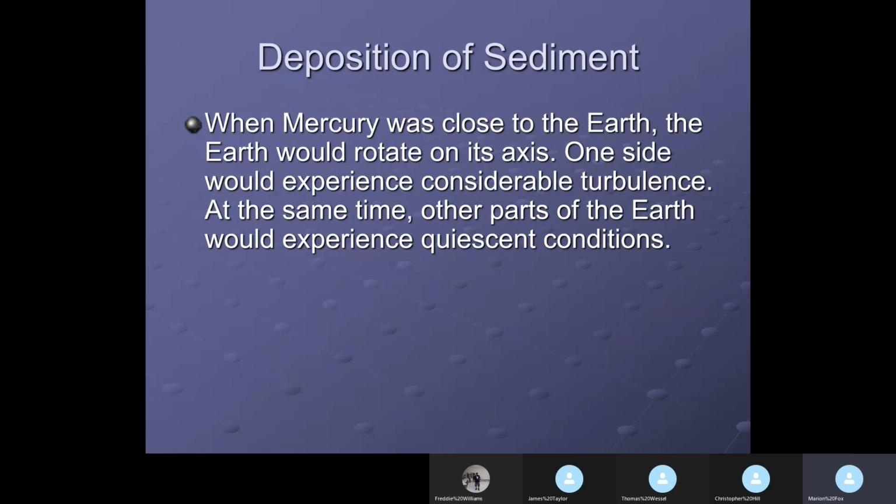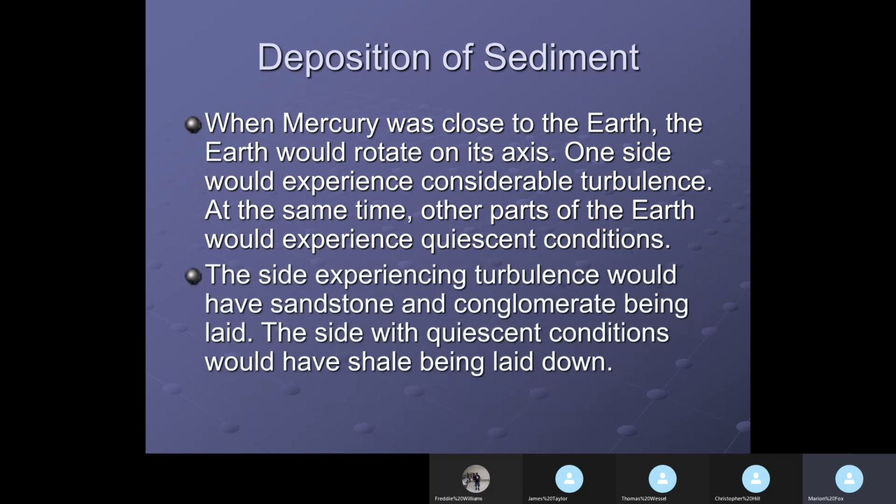I'm convinced it was Mercury, and we'll give other evidence later for it. When it was close to the Earth, it would rotate on its axis. One side would experience considerable turbulence. At the same time, other parts of the Earth would experience quiescent or very quiet conditions. Again, we could be laying one kind of rock in one part of the Earth, and at the same time laying other kinds of rock, shale and so forth, at other parts of the Earth. The side experiencing turbulence would have sandstone and conglomerate, where large chunks of rock are put together, being laid. The side in quiescent conditions would lay shale for us. Shale is almost for certain laid by waters that are quiet, not moving very much, pretty still.